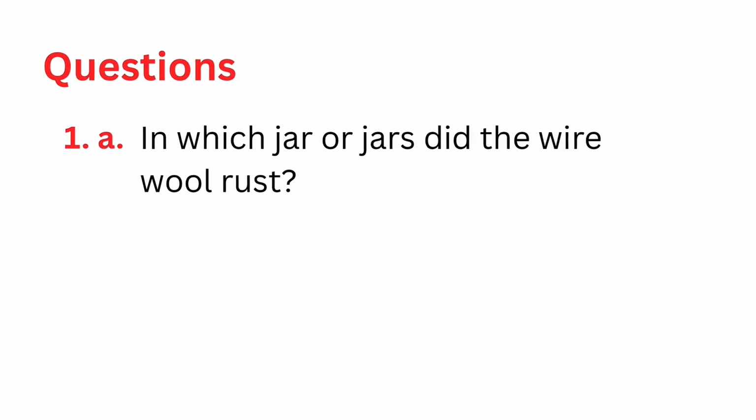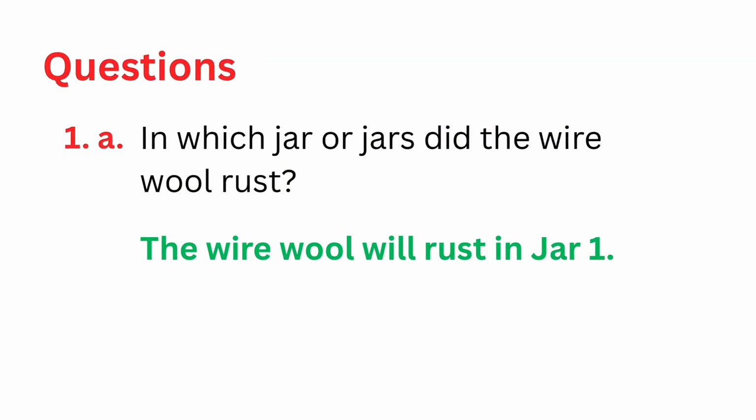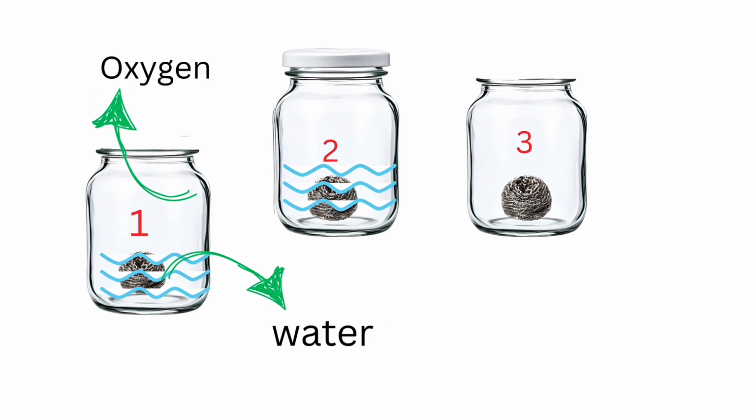Question number 1a. In which jar or jars did the wire wool rust? The wire wool will rust in jar 1. Jar 1 is the only setup where both water from the liquid and oxygen from the air above the water are readily available to react with the iron in the wire wool.